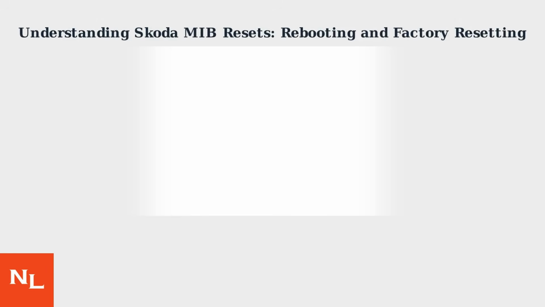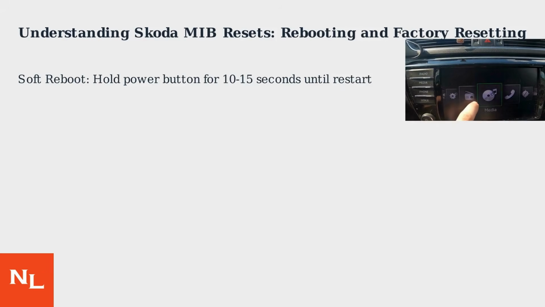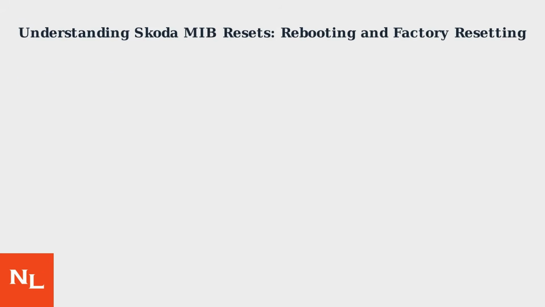The Skoda modular infotainment matrix system can sometimes encounter glitches. A simple reboot often resolves minor issues. To perform a soft reboot, hold the power button on the infotainment unit for 10 to 15 seconds until it restarts. This clears temporary glitches without data loss.